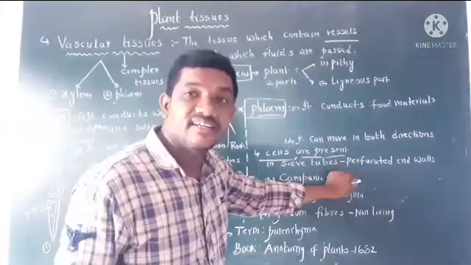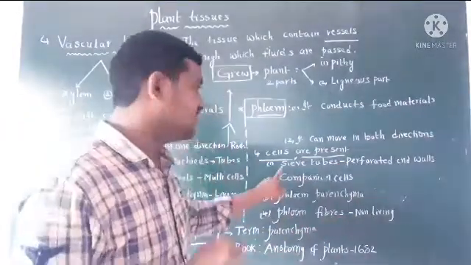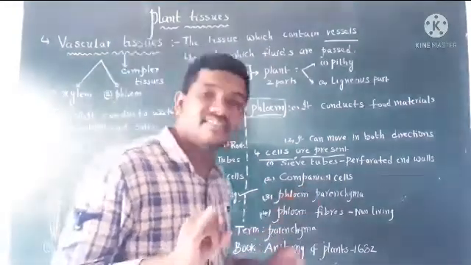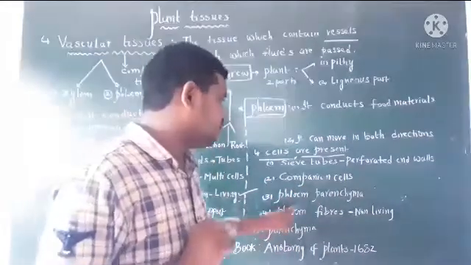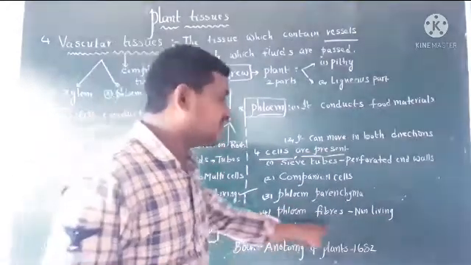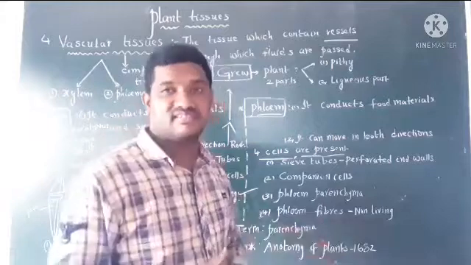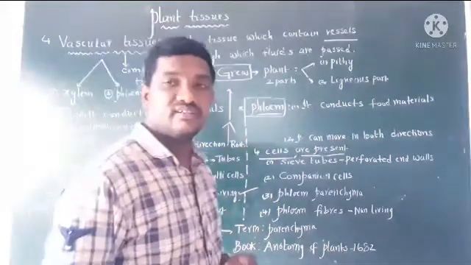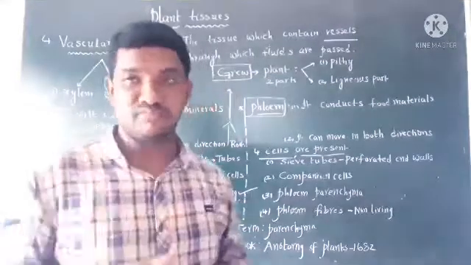Phloem fibers are the only non-living cells. The remaining cells are living cells. For example, sieve tubes are living. Companion cells are living. Phloem parenchyma is living. But phloem fibers are non-living cells. Keep in mind. This is about phloem. Okay, remember it. It's very important.